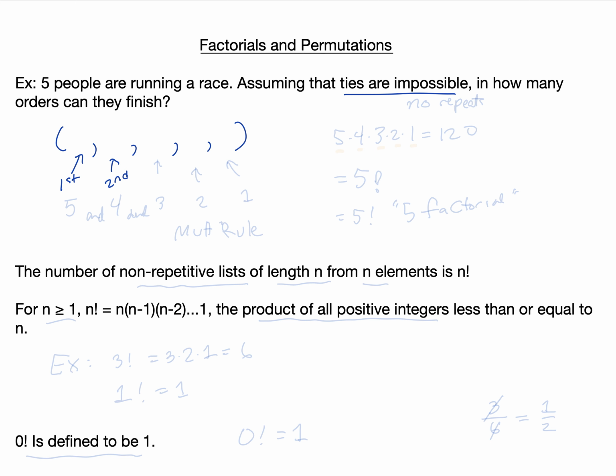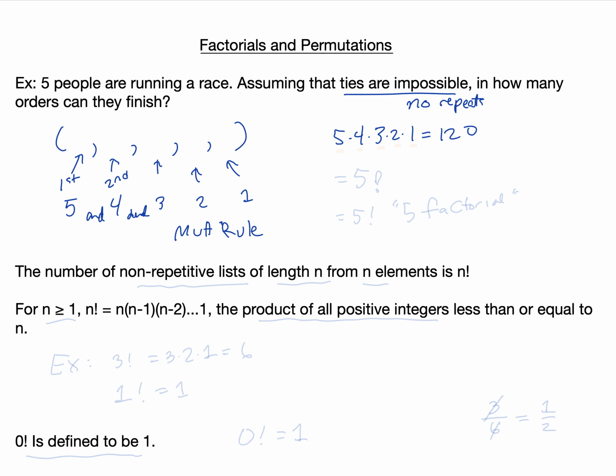Because ties are impossible, that means that there's not going to be any repeated elements. Somebody can't be in both first and second place. So how many choices do we have for first place? Well, there's 5 people who could come in first. There are 4 people who could come in second, and so on. This is "and." There are 5 people who could come in first and 4 people who would come in second and etc. So that means we should use the multiplication rule because we're talking about ands. So our answer here is 5 times 4 times 3 times 2 times 1, which is 120.